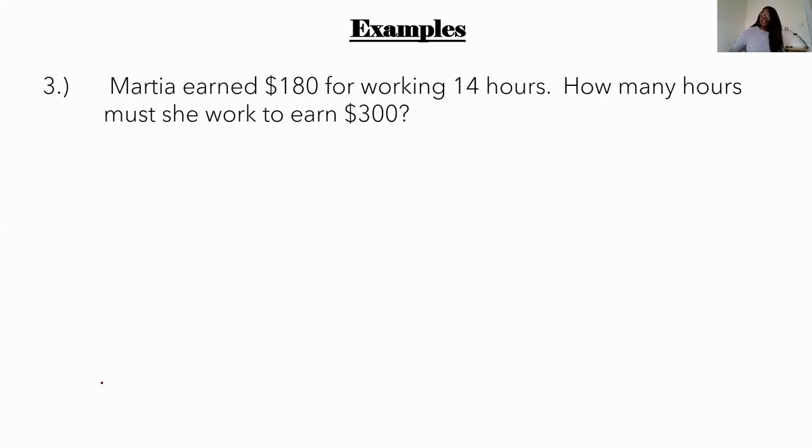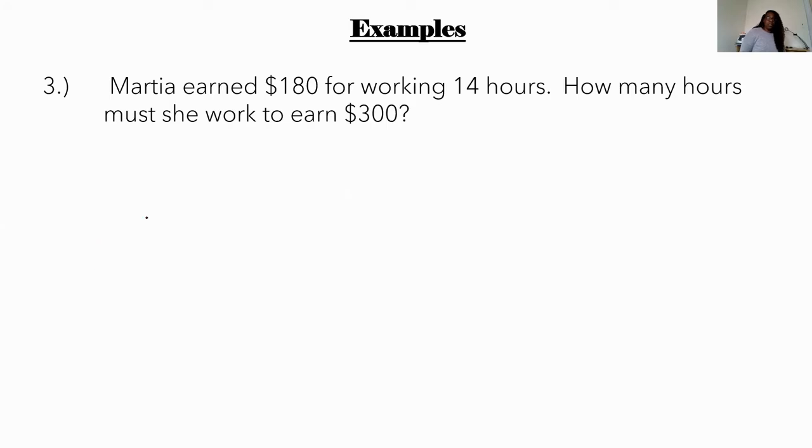So now I got Martia. Hey, don't worry, everyone. I'm going to try to use a lot of former students or current students' names. So Martia earns $180 for working 14 hours. Okay. How many hours must she work to earn $300?